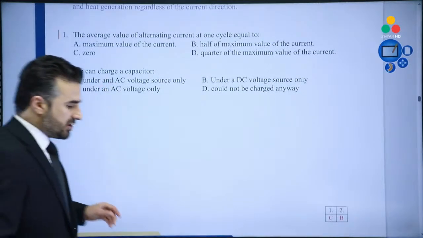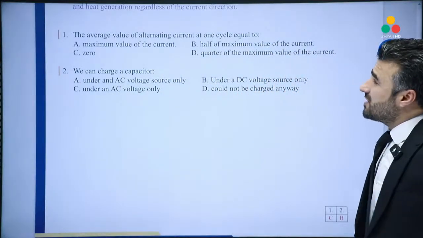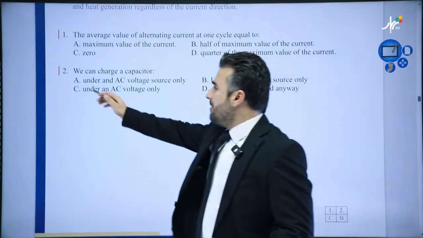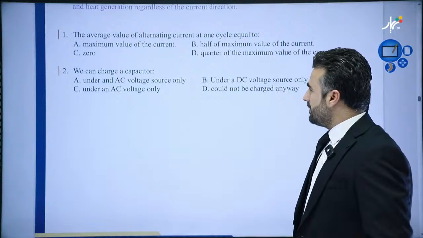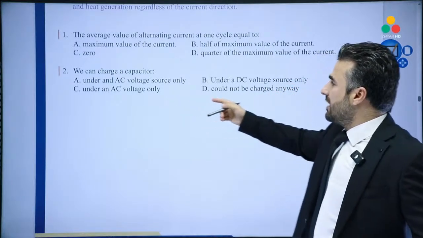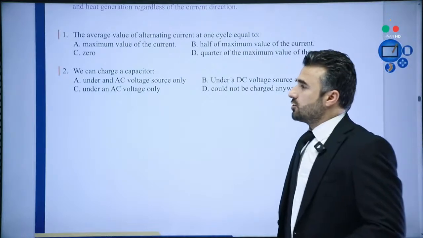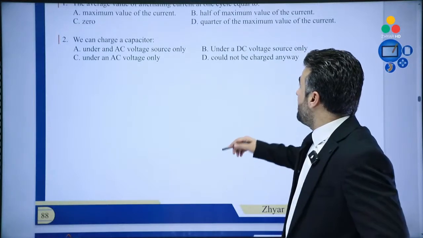Okay, take a look at these two questions. What do they say? The average value of the alternating current in one cycle is equal to what? We said it is equal to 0. We can charge a capacitor under what? Under a DC voltage source only, under an AC voltage only, could not be charged anyway. We'll say we can charge a capacitor under DC, direct current only.